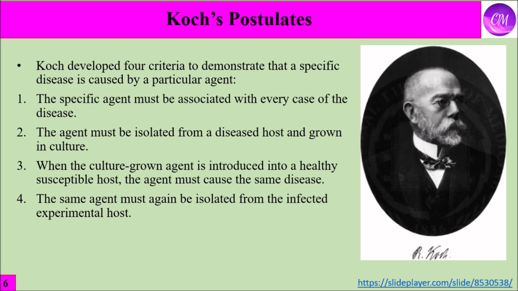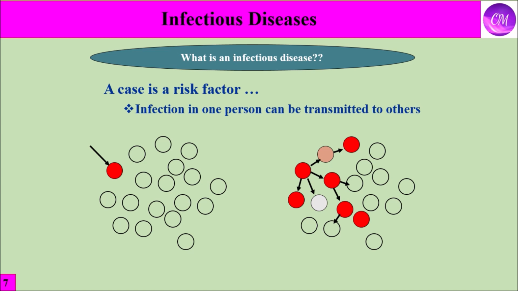Robert Koch developed four criteria to demonstrate that a specific disease is caused by a particular agent. First, the specific agent must be associated with every case of the disease. Second, the agent must be isolated from a diseased host and grown in culture. Third, when the culture-grown agent is introduced into a healthy, susceptible host, the agent must cause the same disease. And finally, the same agent must again be isolated from the infected experimental host. From one person it can be transmitted to others.